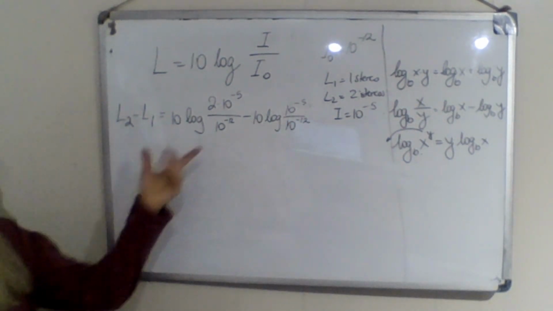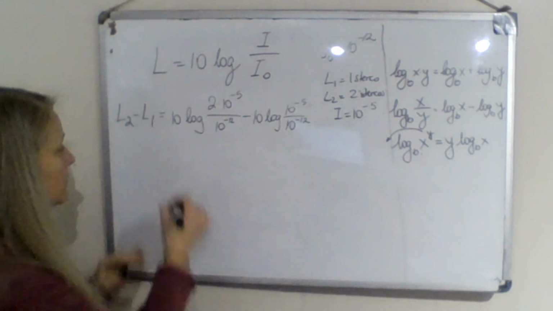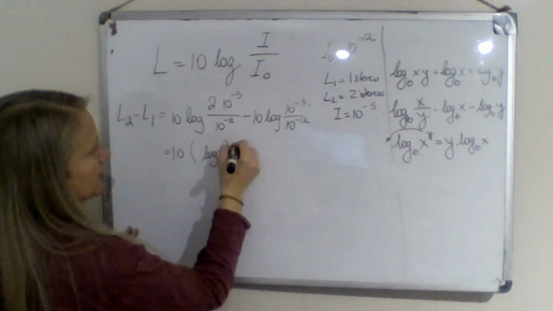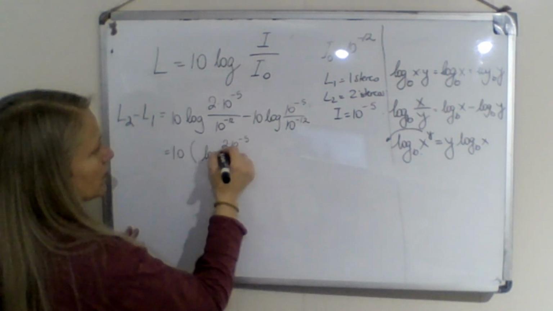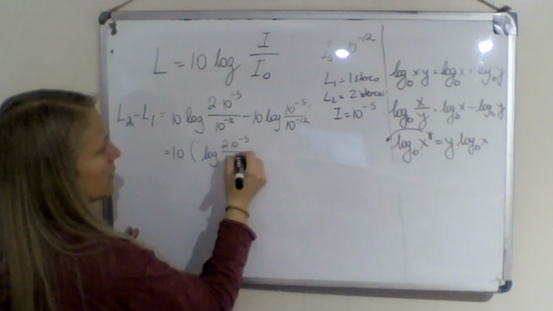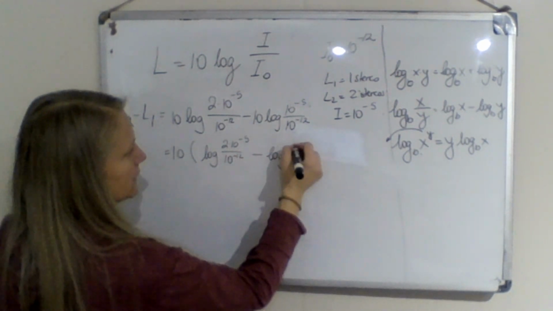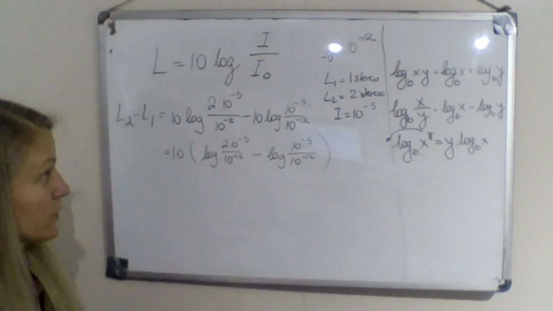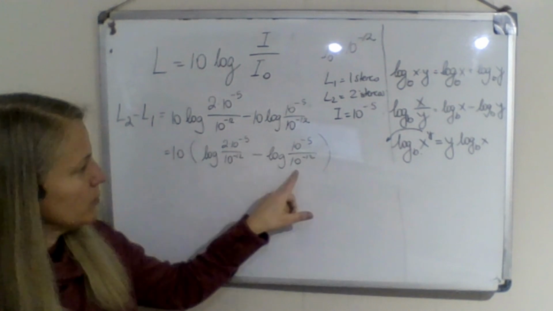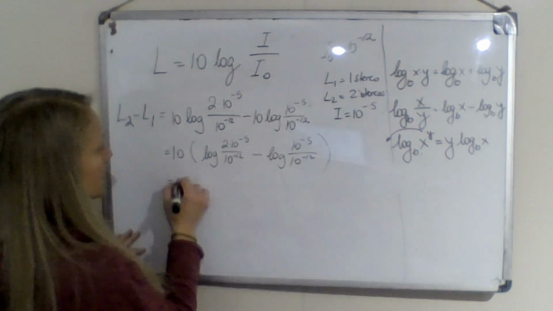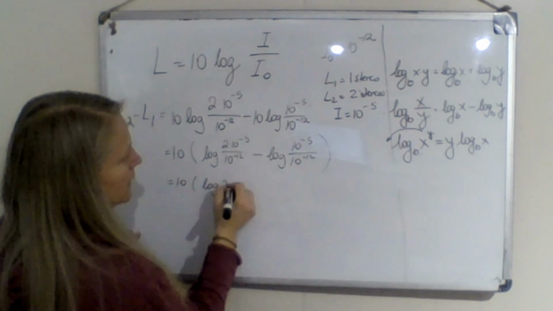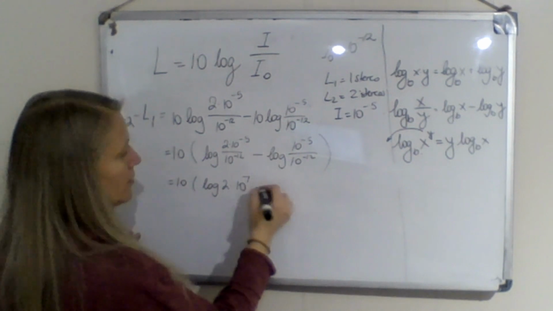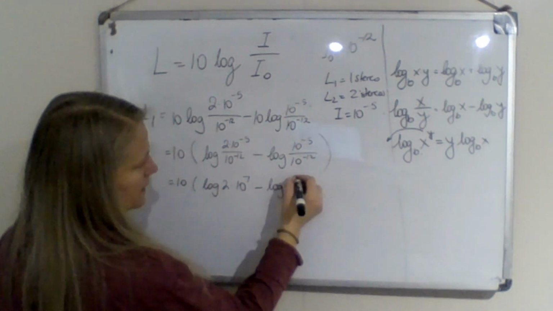And the first thing we're going to notice is that I have a 10 in common, both of them, so I can factor that out. I'm going to get a 10 out, and this becomes log of 2 times 10 to the negative 5 over 10 to the negative 12 minus log of 10 to the negative 5 over 10 to the negative 12. And if you want to do this in one move, you can. I'm just going to go step by step. I need to bring the 10 to the top to get rid of that negative exponent. This becomes 10 log 2 times 10 to the 7th. This becomes positive, negative 5 plus 12, 7, minus log 10 to the 7th.